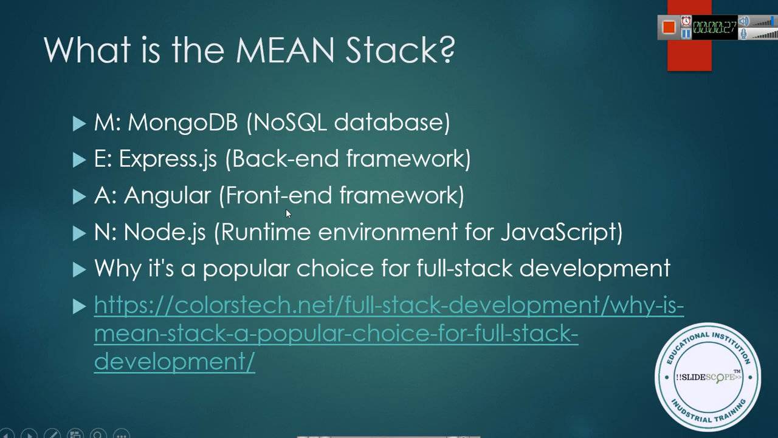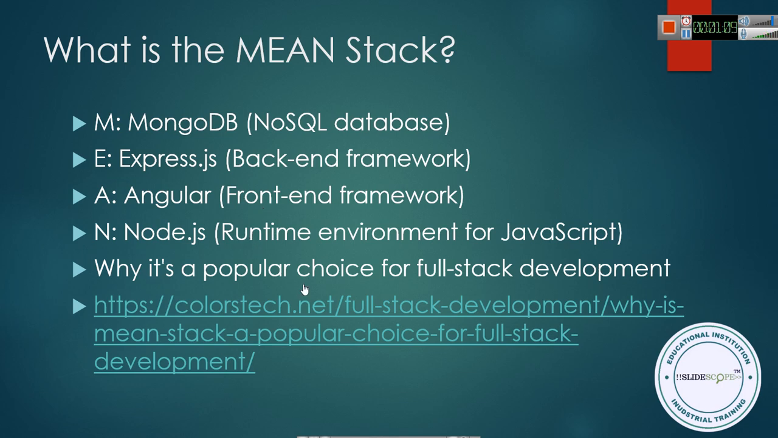First of all, what is MEAN stack? In MEAN stack, M stands for MongoDB, that is the NoSQL database. E stands for Express.js, that is your backend framework. A is Angular, which is the front-end framework. Angular is the only difference between MEAN and MERN stack, and N stands for Node.js, that is the runtime environment for JavaScript. So in MERN stack also, M, E, and N are common. Obviously, React is replaced with Angular as the front-end framework in MEAN stack.